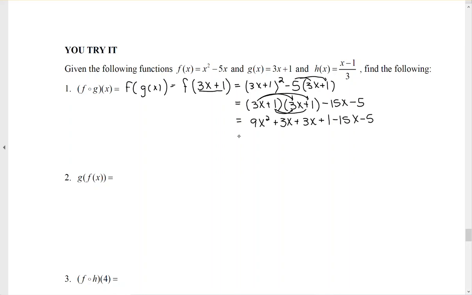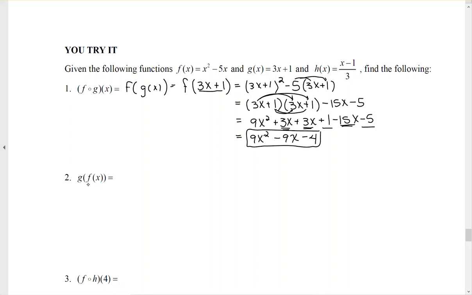From here, combine like terms. So this is the only squared term I have. I have a 3x and a minus 15x. So all total that would be a minus 9x. Then I have a positive 1 and a negative 5. So that end result is negative 4. That's your final answer.